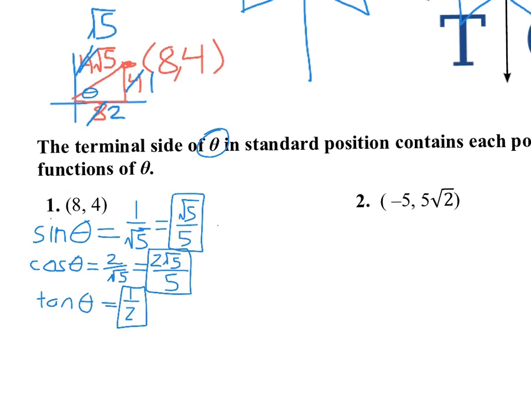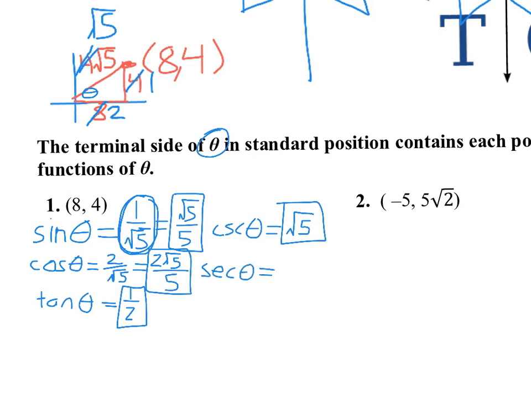Reciprocal of sine is cosecant. So cosecant of theta, when you take the reciprocal, it's easier if you look at this fraction before you rationalize, because then you don't have to rationalize again. Alright, reciprocal of cosine is secant. Again, look at the fraction before you rationalize, and it'll save you some time. Reciprocal of tangent is cotangent, and reciprocal of 1/2 is 2.